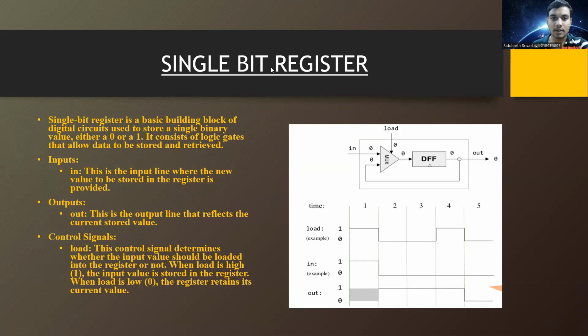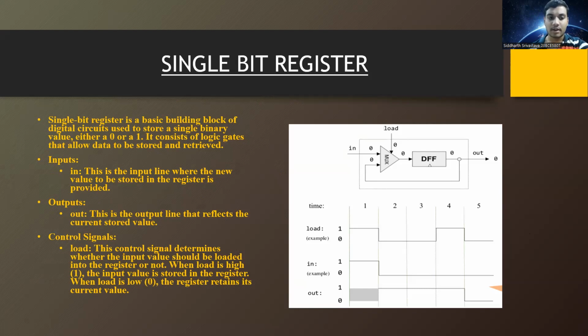So our first topic is single bit register. A single bit register is a basic building block of digital circuits, and it is used to store a single binary value, either 0 or 1. It consists of logic gates that allow data to be stored, and we can also retrieve it. So it has two sides, input and output sides.